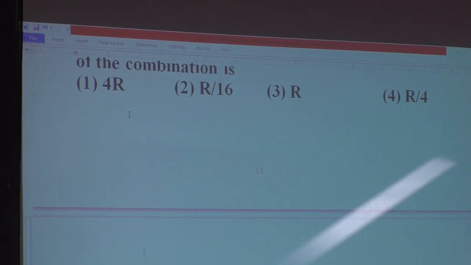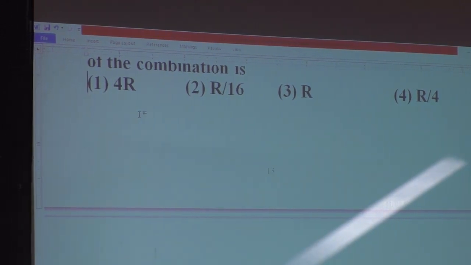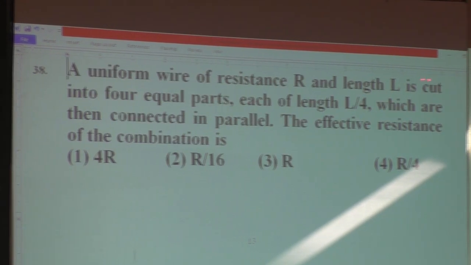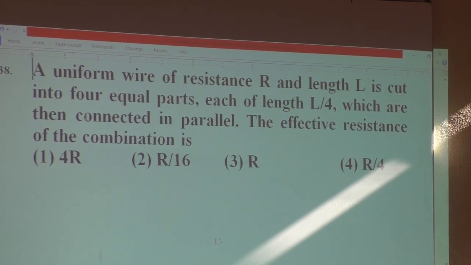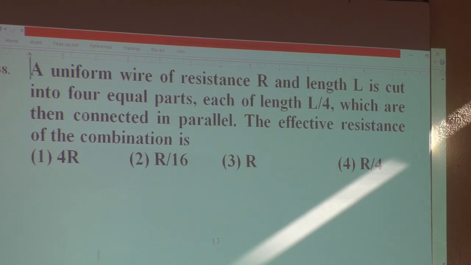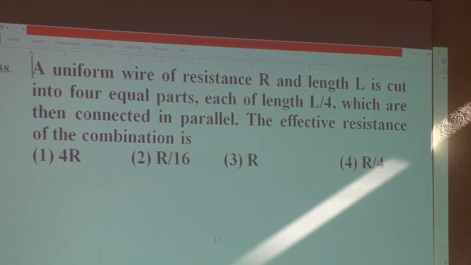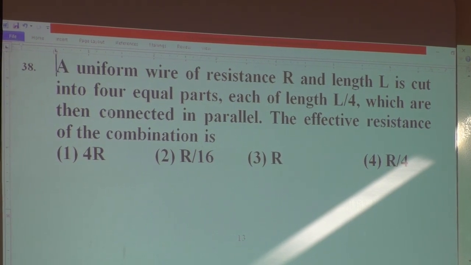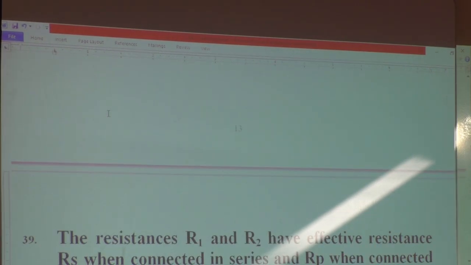Second option, R by 16. Correct? Yes, this one. So first R by 4 each, then R by 4, R by 4, R by 4 in parallel, R by 4 by 4, R by 16. Right. Then moving on to the next problem.